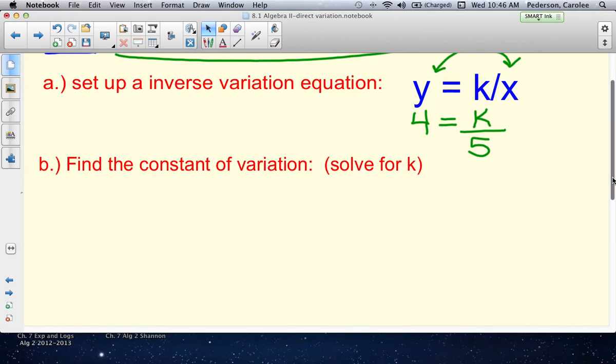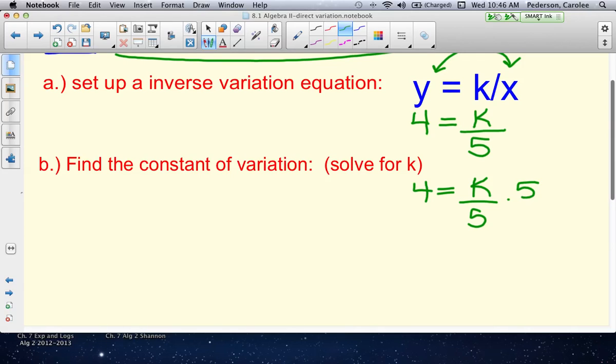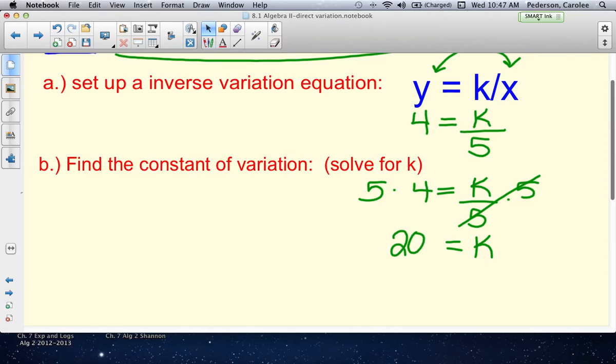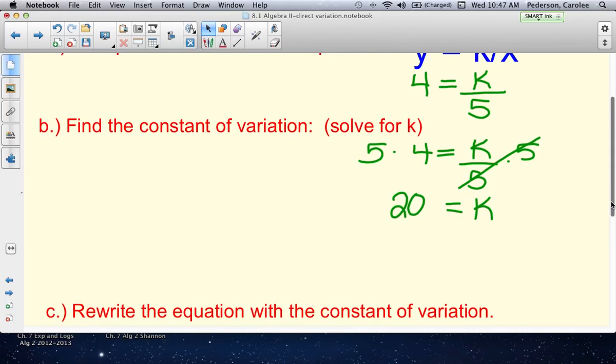So in this case, we have a 5 dividing k. To undo that division, we do multiplication. So I'm just going to rewrite the fraction on the right and then the 4 on the left. And we have to multiply both sides by 5. So the 5s will cancel on the right. And then 4 times 5 is 20. Now we know the constant of variation k.